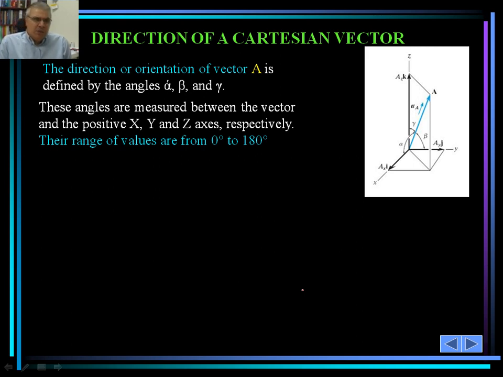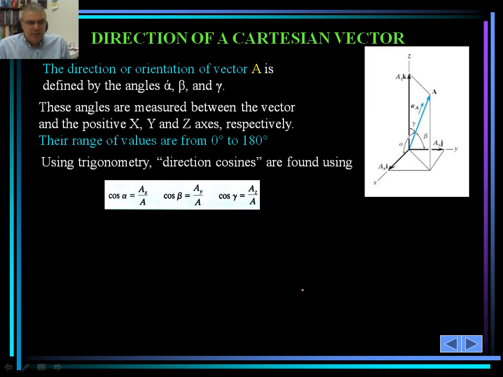So let's talk about the direction of a Cartesian vector. How can we actually define the direction of a vector in a Cartesian coordinate system? Well, we use the angles alpha, beta, and gamma. That's how we can actually define it. Remember at the beginning I asked you about alpha, beta, gamma. That's really the purpose here.